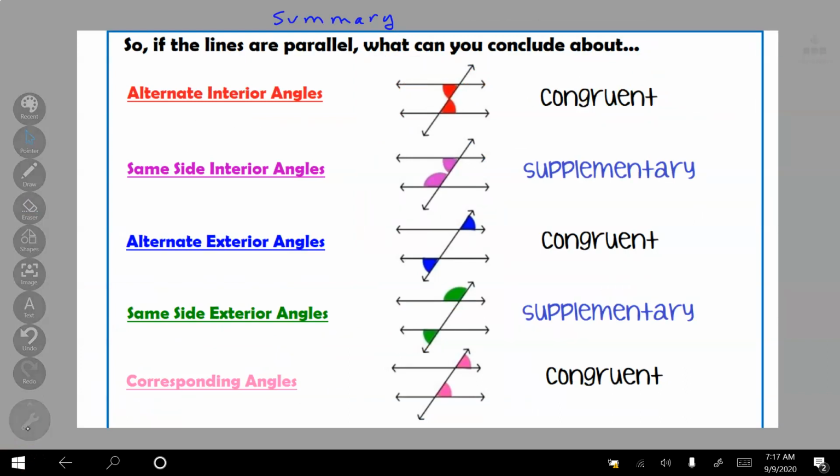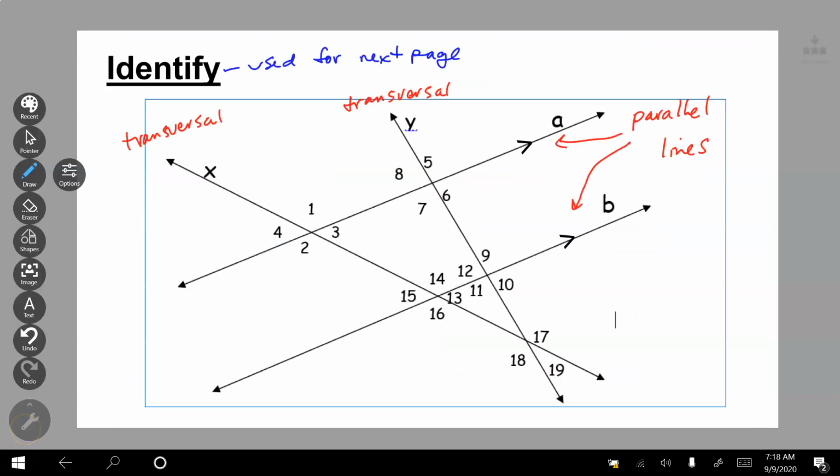Okay, so here's a nice little summary page. Alternate interior angles, alternate exterior angles, and corresponding angles are all congruent to each other, while same side interior and same side exterior angles are all supplementary. Okay, I'm going to use this for the next page. I have a bunch of questions on the next page.